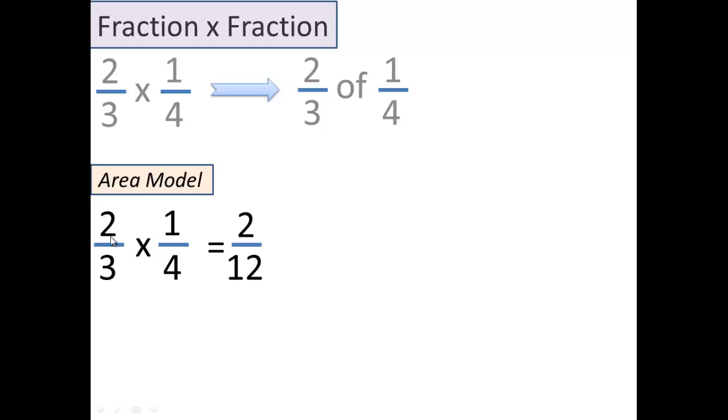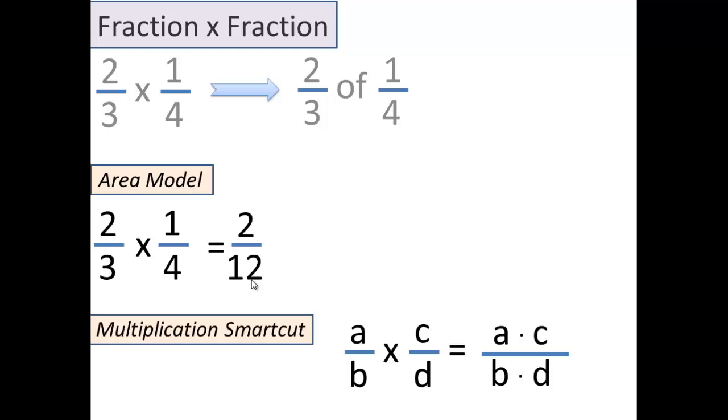Okay, did you notice this? Did you notice that 2 times 1 makes 2 and 3 times 4 makes 12? And you're thinking, oh, maybe that works just this time. But no, it is a general rule of multiplication. It is a multiplication smart cut. And it looks like this.